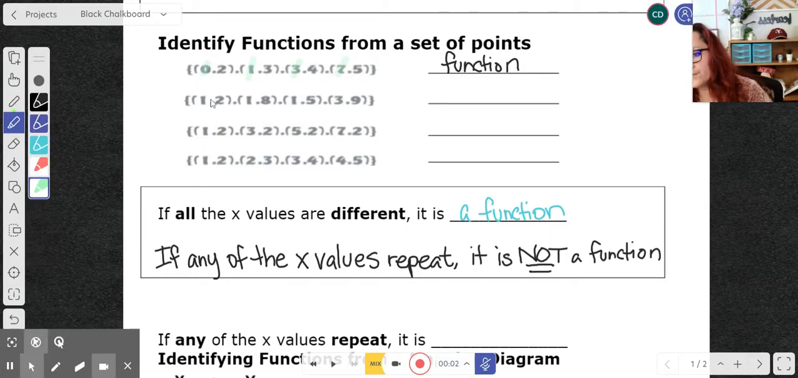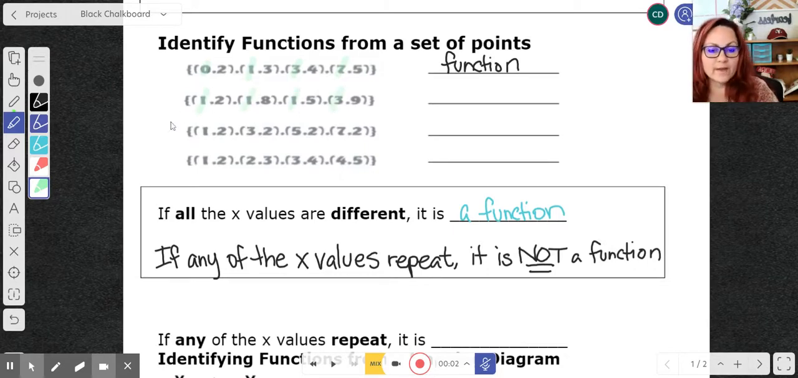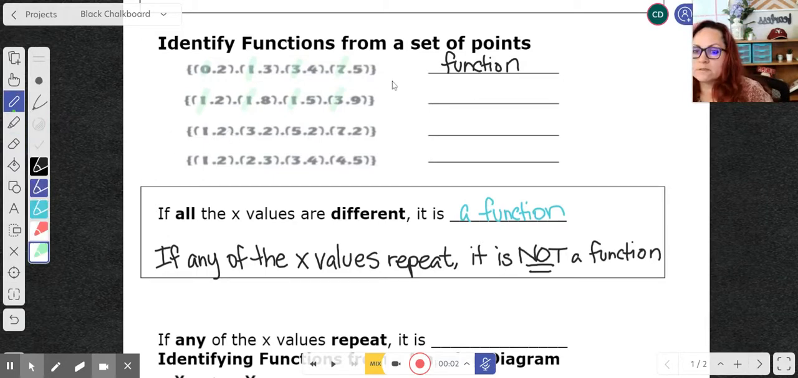Let's do it again. Here I've got a 1, a 1, a 1, and a 3. Well, I could have stopped the first time I had 2 1s, right? Because that is not a function.